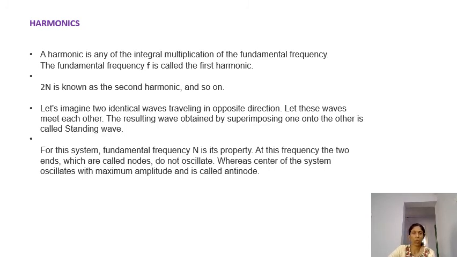After that, what are harmonics and overtones? A harmonic is an integral multiple of the fundamental frequency. The first harmonic is the fundamental frequency. The second harmonic is 2n, that is, the second frequency, and the third harmonic is 3n, and so on.